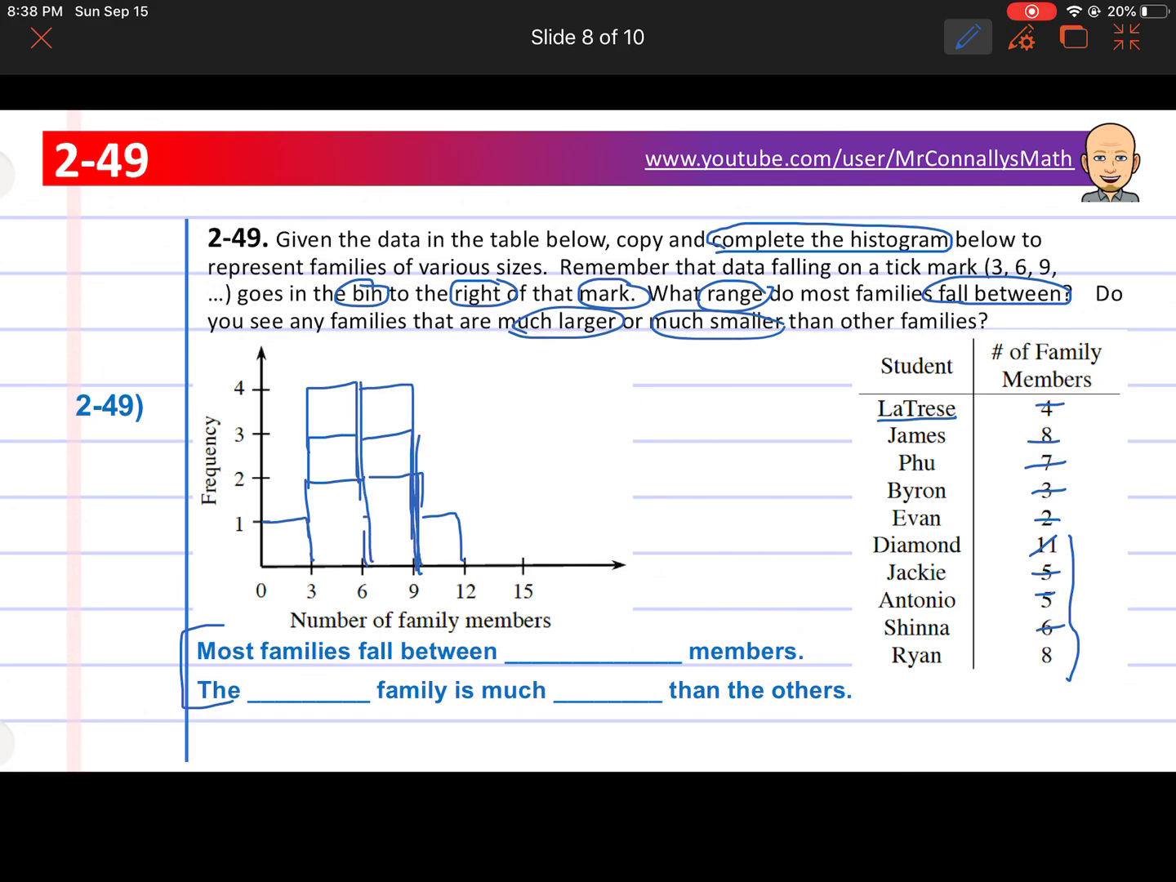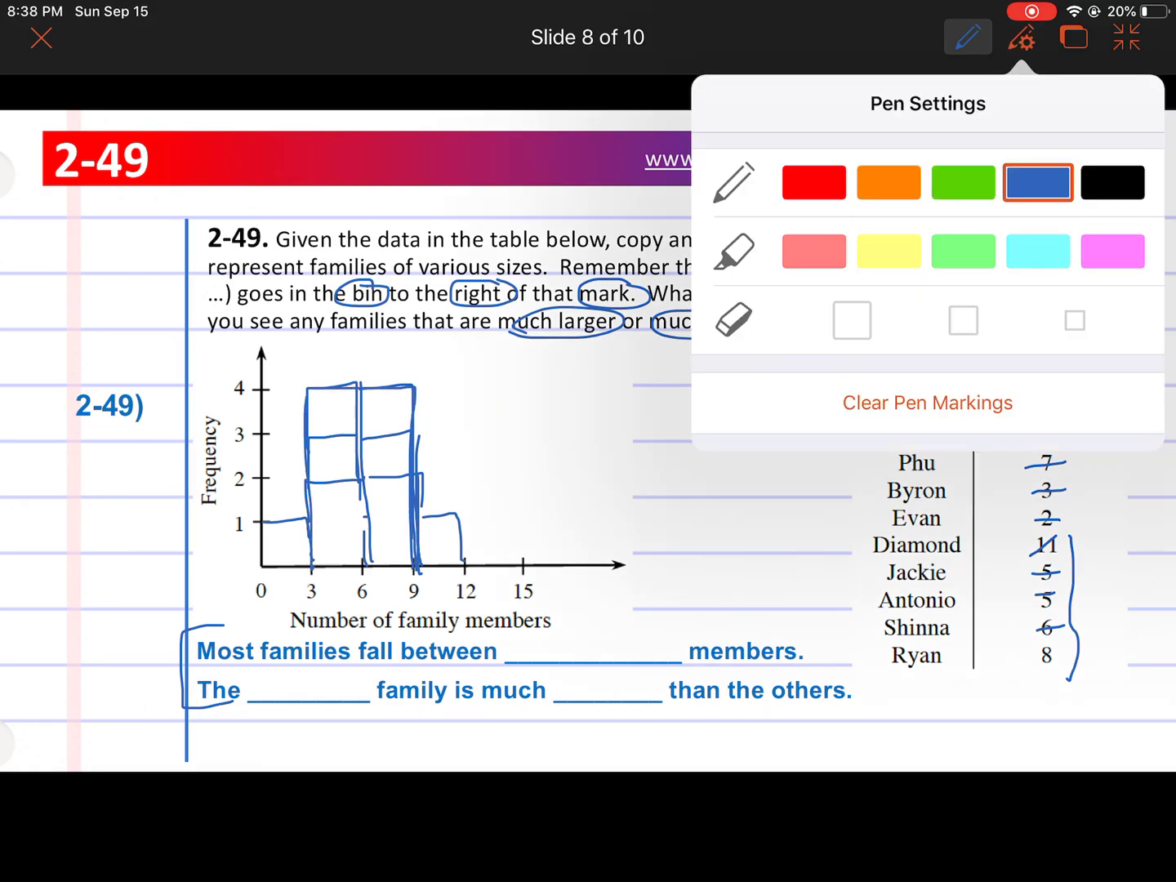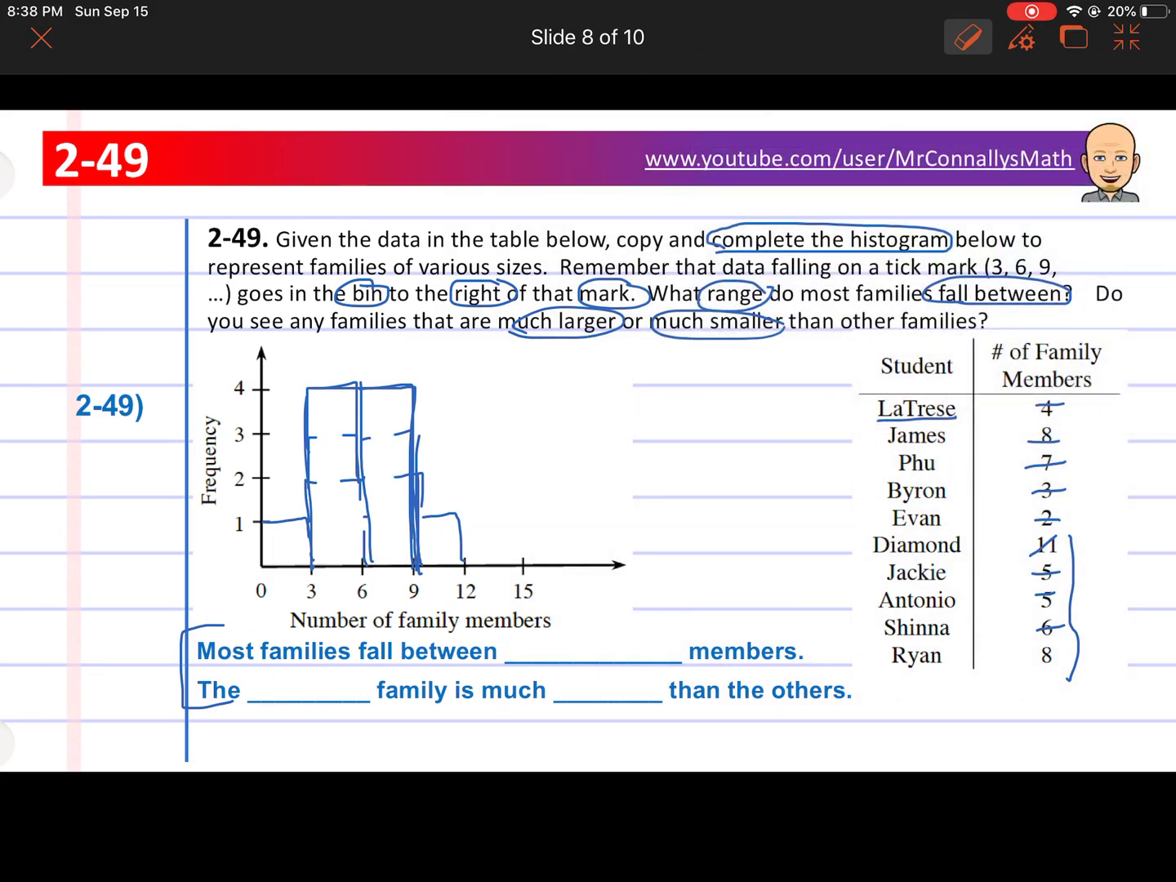Okay, so now you just analyze the trends of the data. And we see that it looks something like this. We'll say most families fall between which numbers? Well, if we look on the graph, there's actually 2 that tied. They both had 4, which was this bin, 3 to 6, and then 6 to 9. So this is technically 3 to 5, and this is 6 to 8. So between 3 and 8. So you would put that answer here. Most families fall between 3 and 8 members.